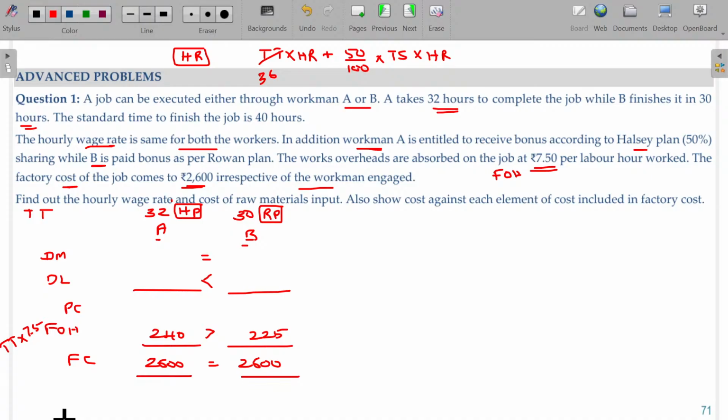Now, what is the time allowed? Do we have time allowed anyway?